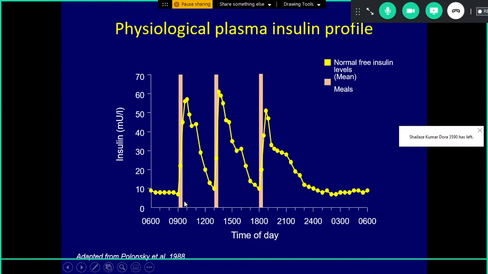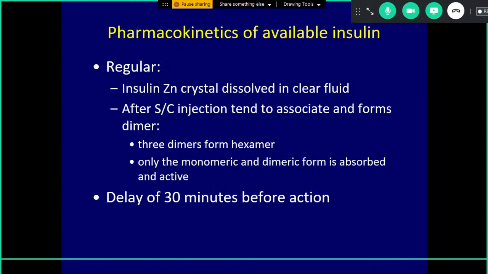The moment you eat a meal, there's a spike and it comes down sharply, right? So, two important observations: a continuous low level basal secretion of insulin, and a sharp rise and a sharp fall of insulin related to a meal. And therefore, our treatment regimens must try and replicate that. Right? Now, the problem is they don't, or not nearly as well.